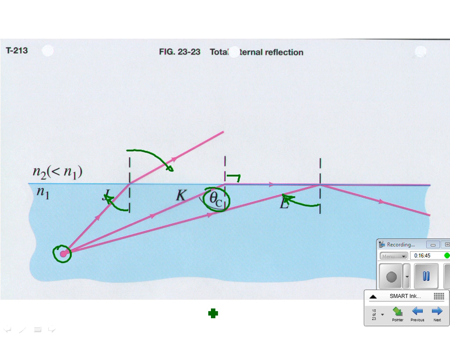It changes for different mediums, okay? Is it possible to get total internal reflection if the light was going from air into water? No, because in order to get total internal reflection, the light has to bend away from the normal. So you always have to be going from a more dense into a less dense material for it to work. It doesn't work the other way around. Okay?